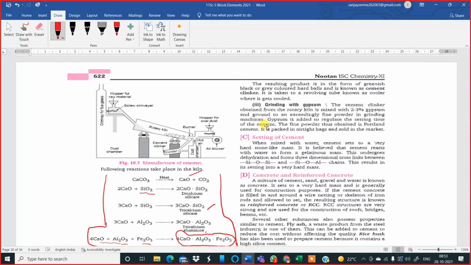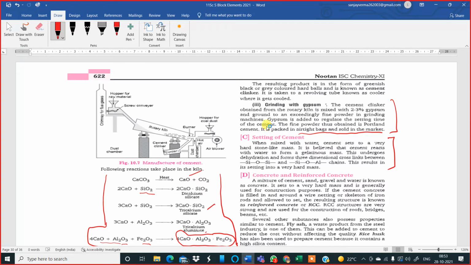Okay. Now, the fine powder thus obtained is Portland cement. It is packed in airtight bags and sold in the market. Okay, as cement, like there is Ambuja cement. Okay, there are so many other brands, L&T cement. Okay, so after that, setting of cement, when this cement is mixed with water, cement gets set to a very hard stone-like mass.